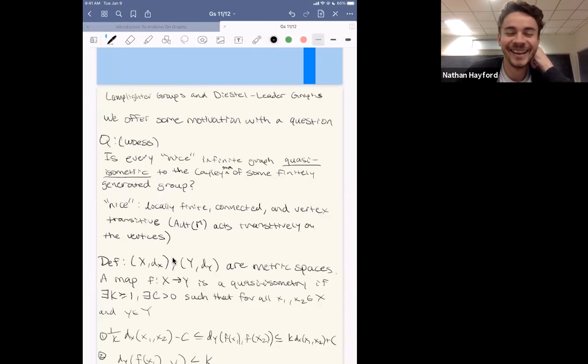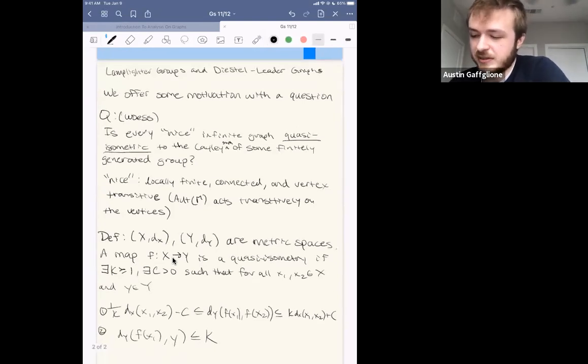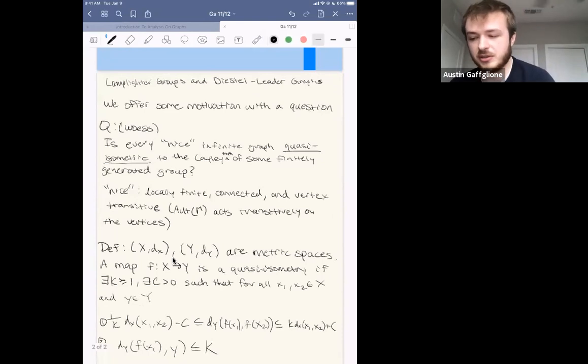If I have a Cayley graph of a finitely generated group, it is automatically a nice infinite graph? I believe so, yes, but I could be wrong. The question is essentially asking, usually in geometric group theory, I'm given a group and I want to determine what its Cayley graph looks like in a metric space structure.